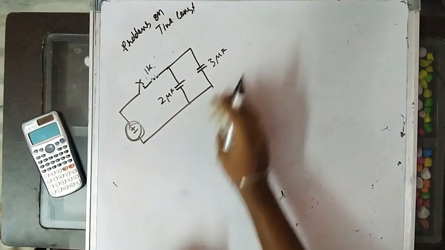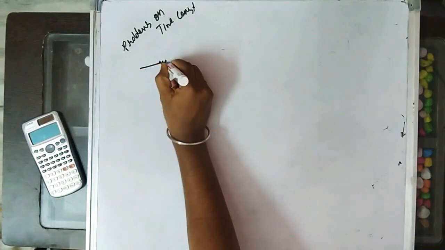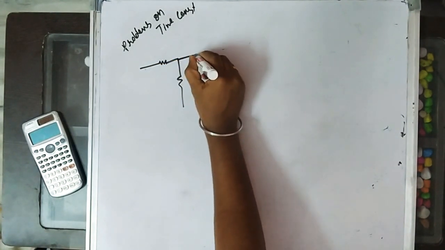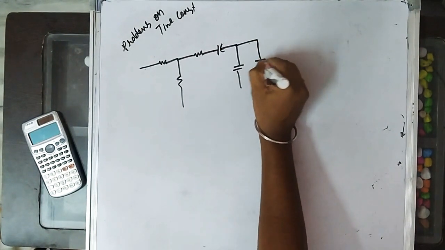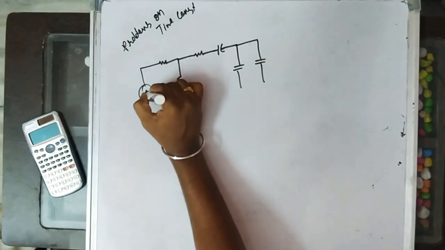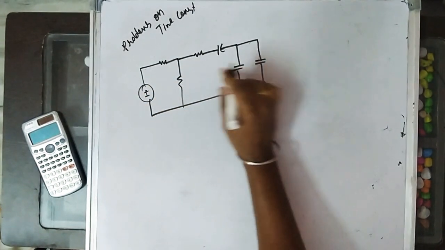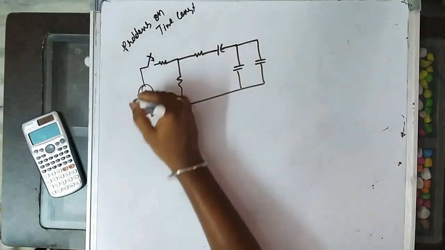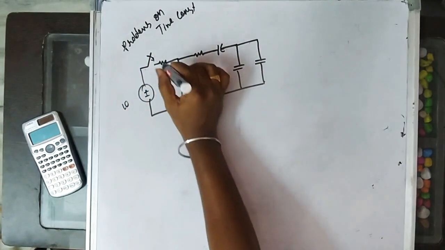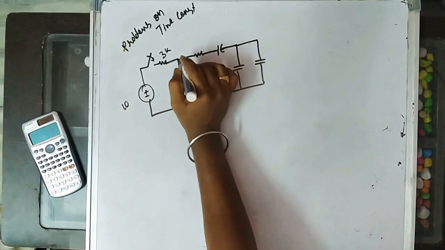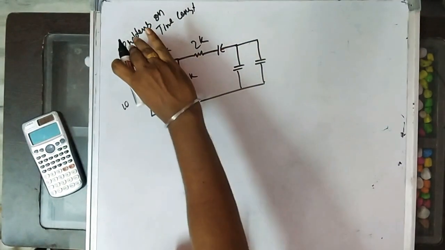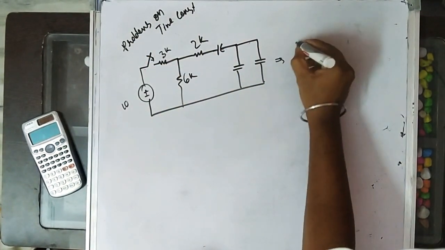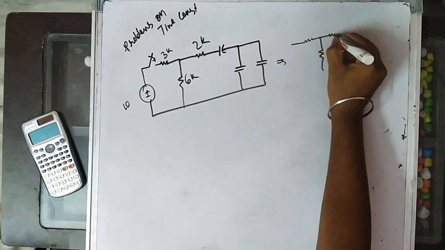Now we'll solve another small sum based on RC values only. He is asking you to find the time constant of this circuit. By inspection we can say easily that the switch will be operated and the circuit will become this.